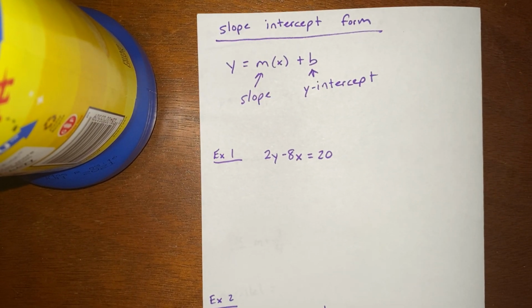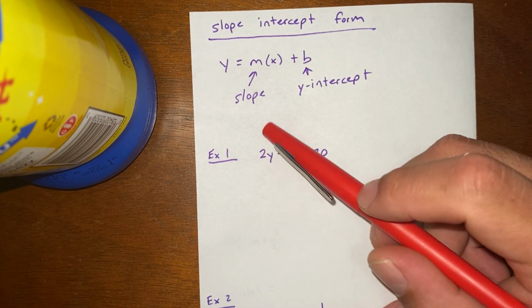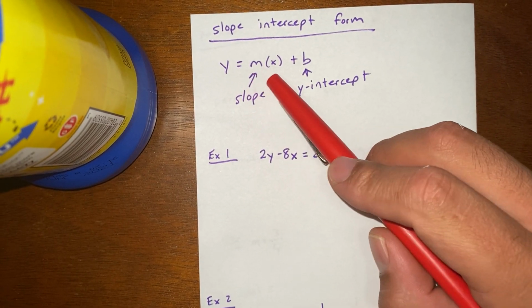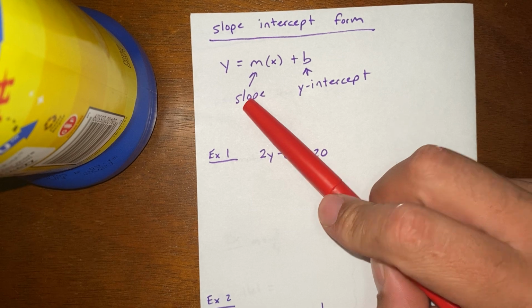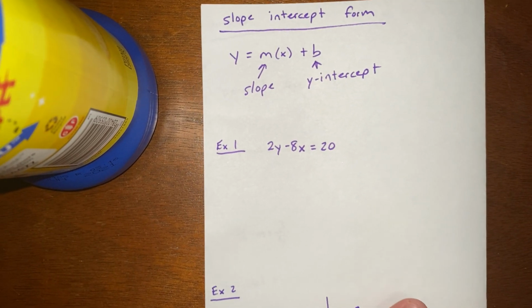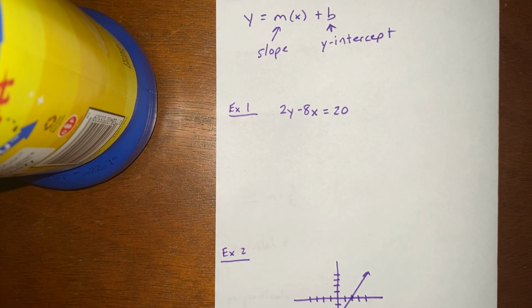Alright, so today we're doing slope-intercept form. Remember, slope-intercept form is y = mx + b, where m is the slope and b is your y-intercept. So let's take the standard form.